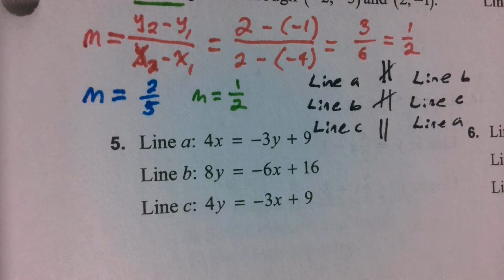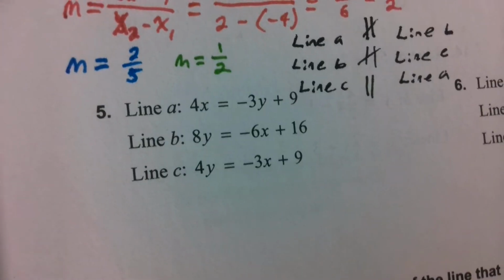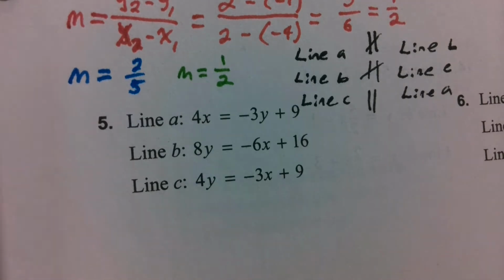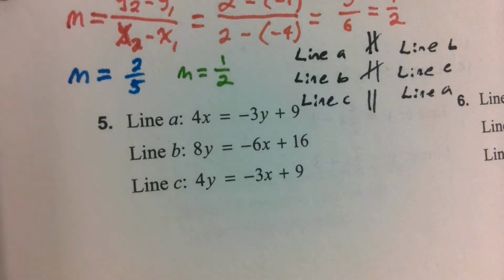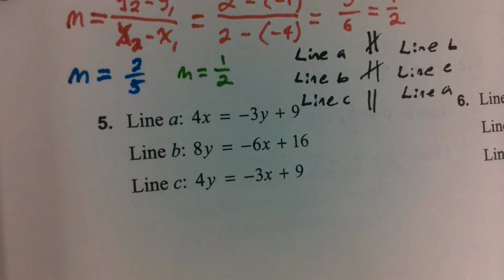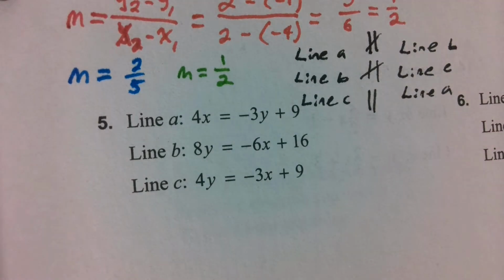Next up is problem number 5. And problem number 5 is going to be a little bit trickier. They don't give us any points now, they're giving us equations. And we somehow need to find the slope from these. Remember, in order to find the slope, all you need to do is put it in slope-intercept form. Then you just have to simplify and figure out what the slope is in front of your x.